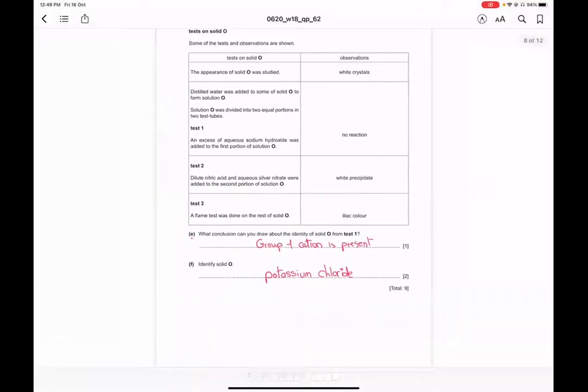Another, the other page, okay, a solid O was white, and then he made a test by adding sodium hydroxide, no reaction. Test 2, silver nitrate, white PPT. This is the test for chloride. Silver nitrate tests for halide. Chloride gives white, bromide gives creamy PPT, and the iodide gives yellow. Flame test, lilac color. So we have potassium and we have chloride, so the salt is potassium chloride.